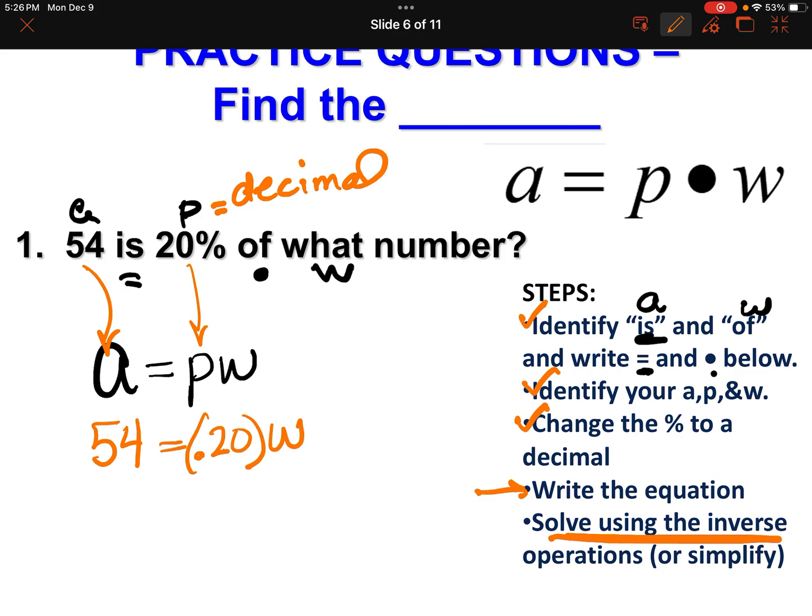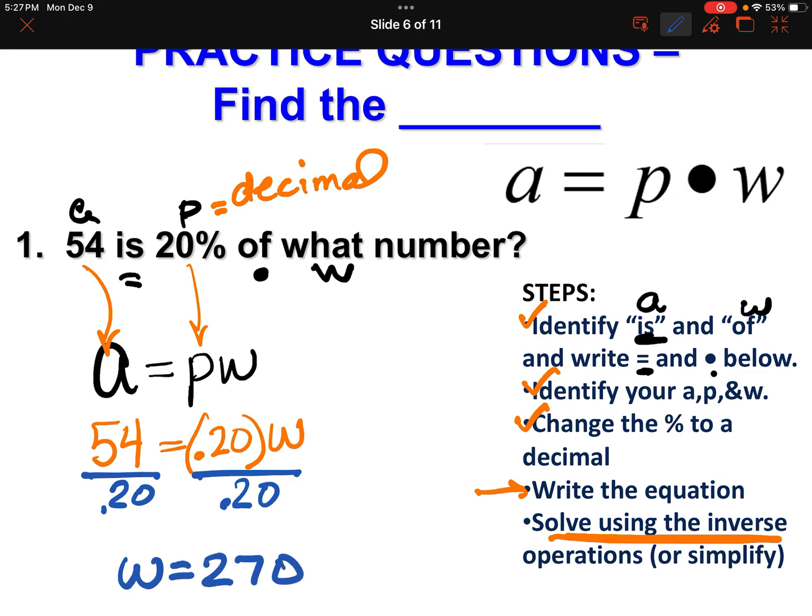You're either going to be multiplying or dividing in all of these problems today. Since this is 0.2 times W, I'm going to divide both sides by 0.2. You're going to take on your calculator 54 divided by 0.2, and W equals 270. The number that you're finding there is the whole. That's what's missing. Find the whole.